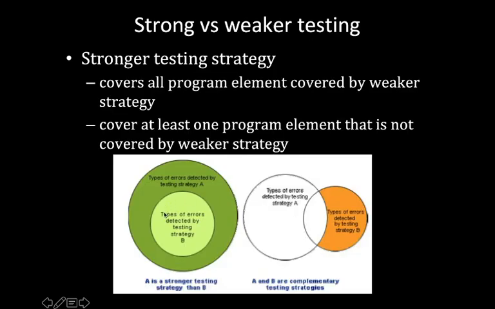We should understand this. If we have two different testing strategies, and all the errors found by B are also covered by A, then we need not use B, because we can directly use strategy A itself, since A also covers B. But if this is not the case, we have to use both these testing strategies.